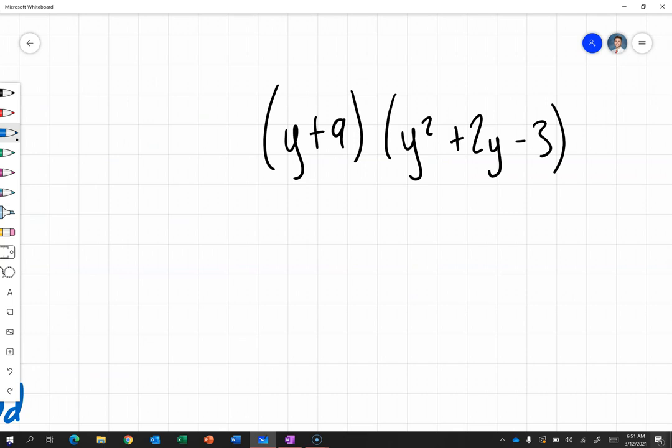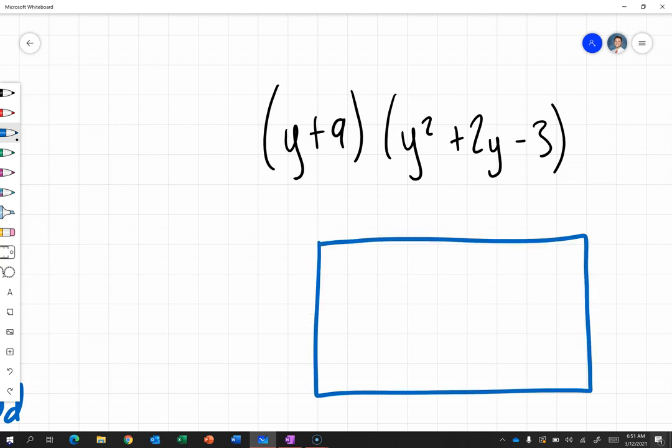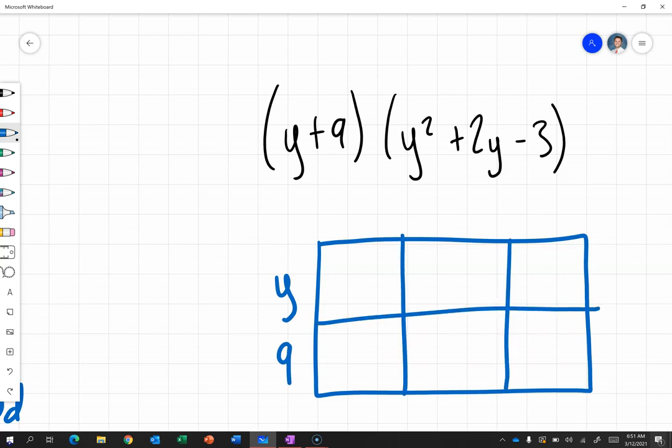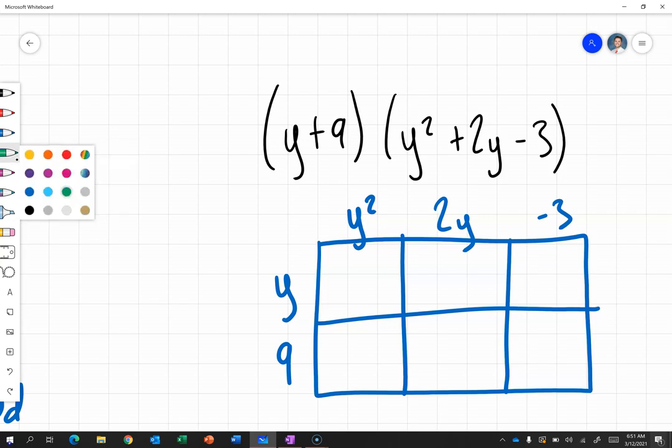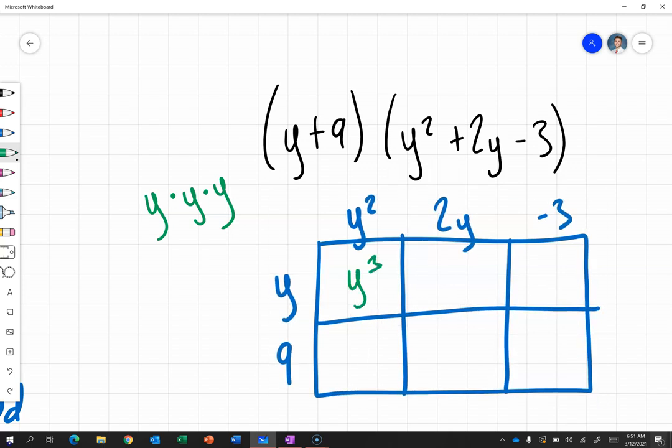Okay, this next one, y plus 9 times y squared plus 2y minus 3. Again, we'll set up our area model. Okay, and again, write out each term as you're multiplying. I saw a lot of people, when they did y times y squared, write 2y squared. Again, if we write this out, we know that y squared is y times y, so we can see that's y times y times y, which is y cubed.